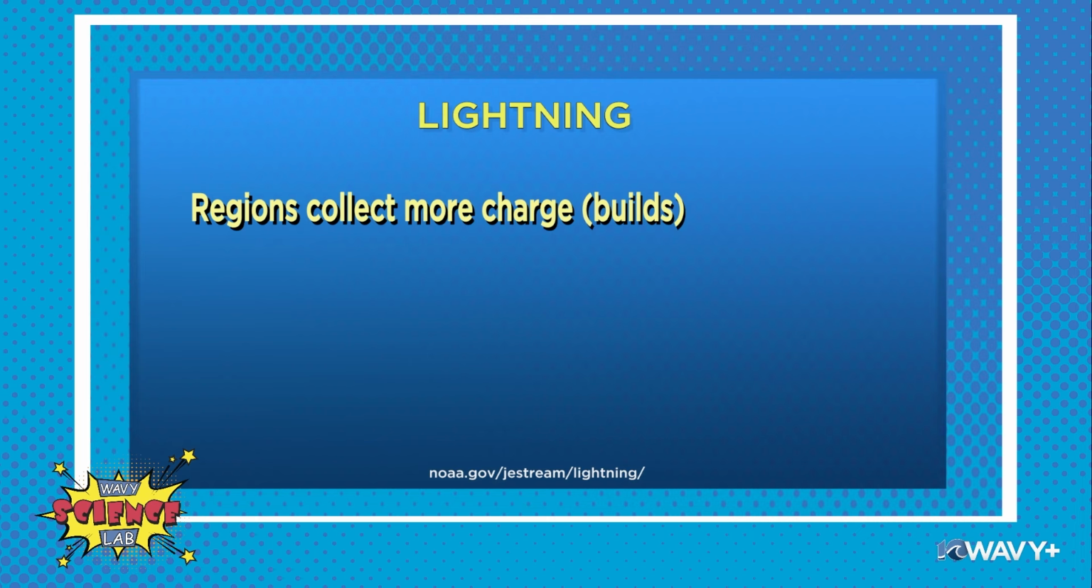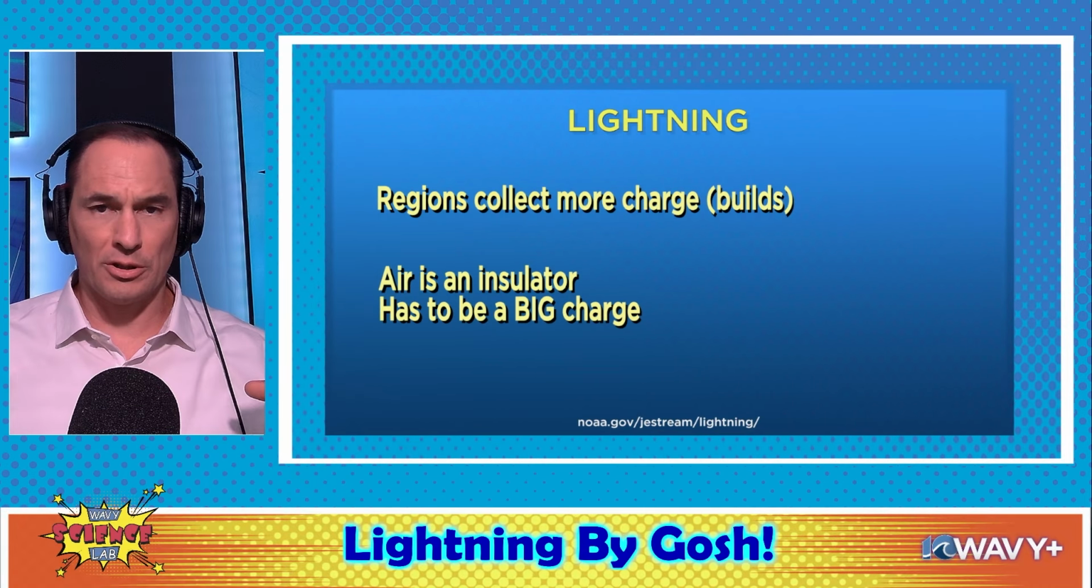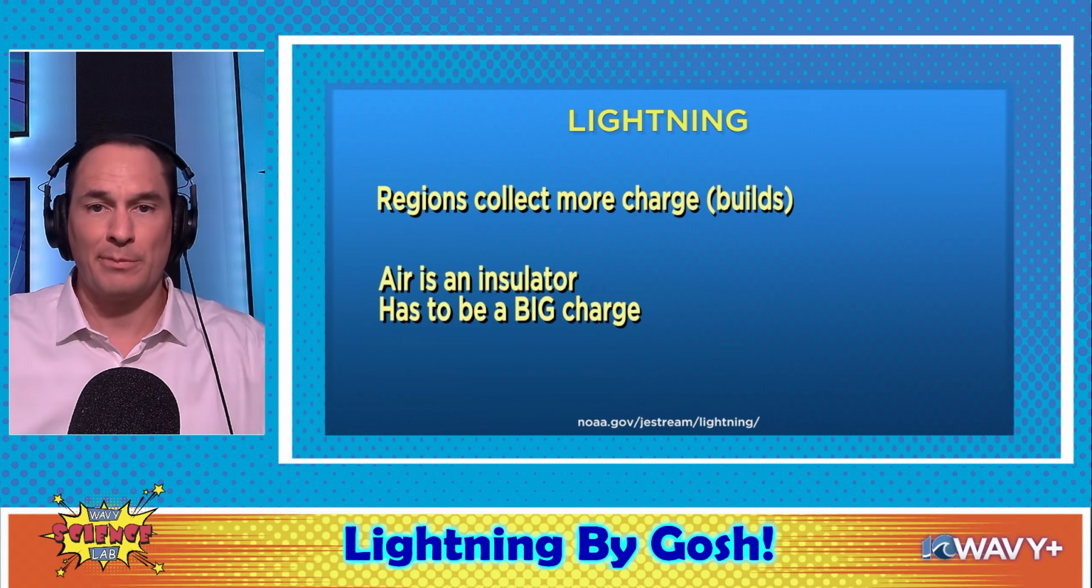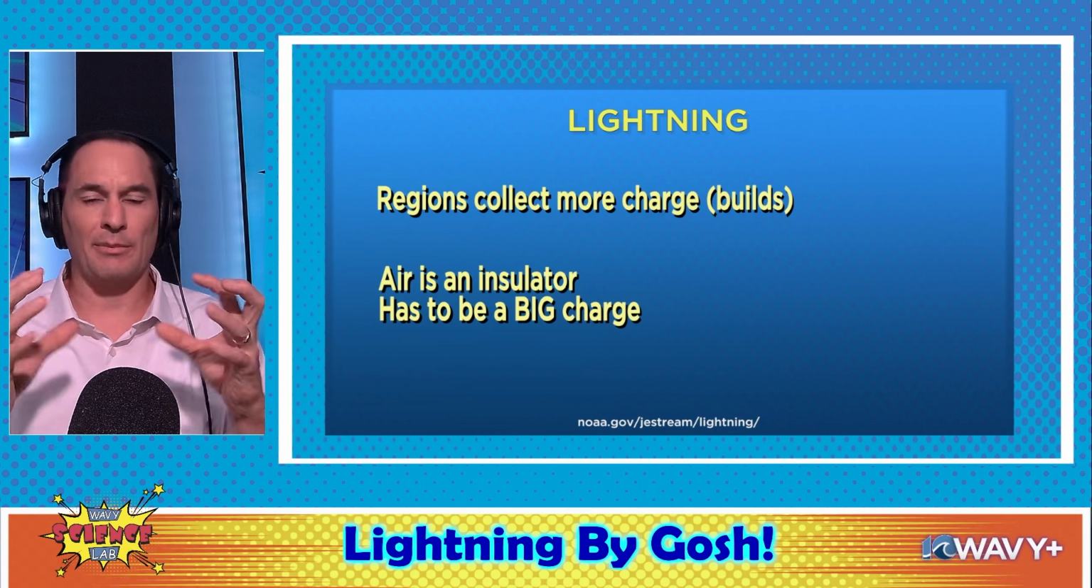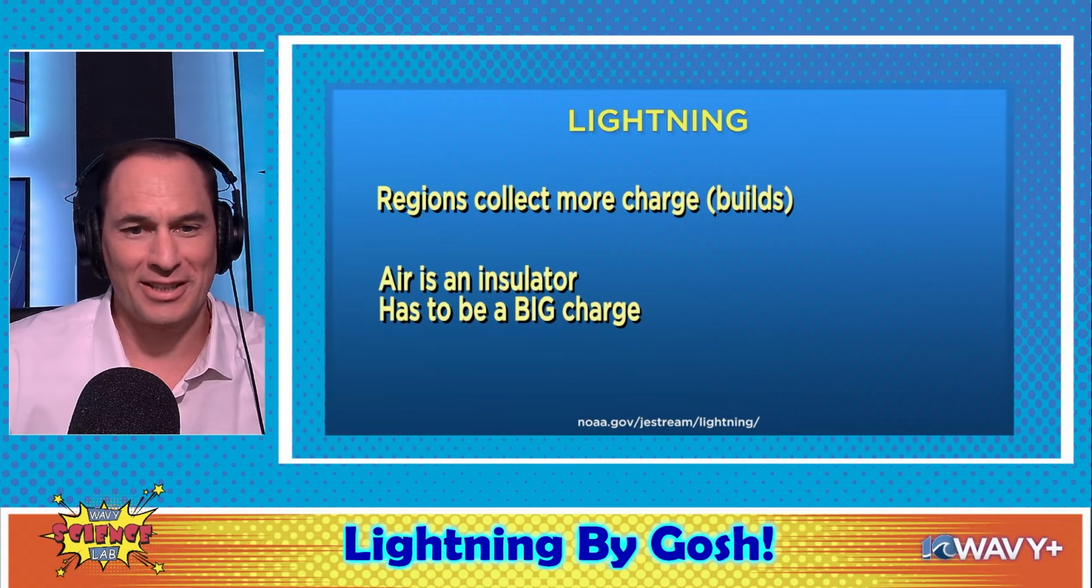Now, these regions collect more charge, and the charge builds. That's important because air is an insulator. So this charge, this potential, has to build up in order for this lightning strike to happen. Because if it didn't, the charge would be dissipated. So your charge has to build up, and you've got those opposites attract. And so static electricity happens, right?